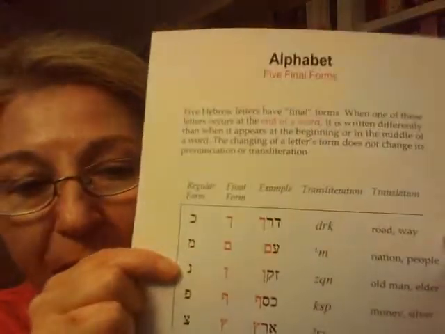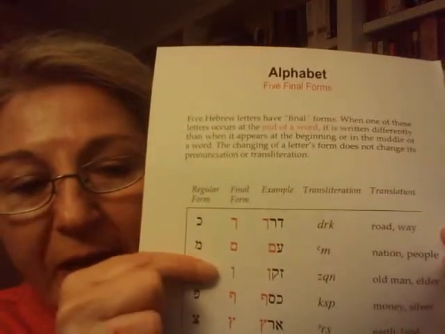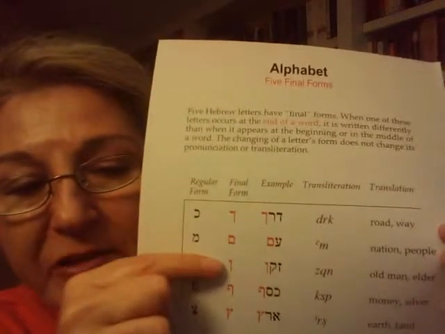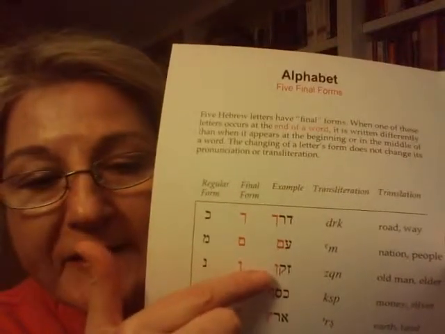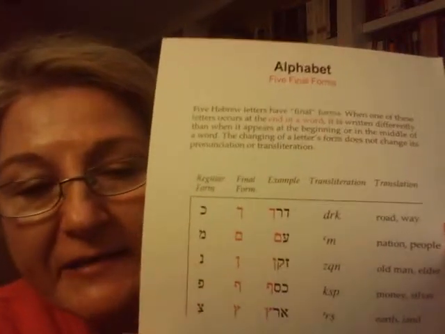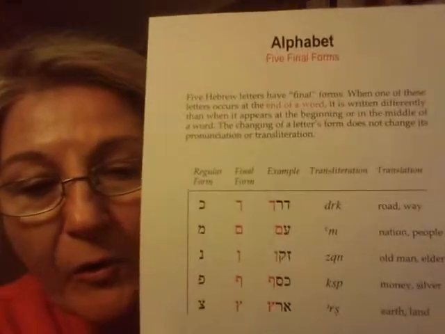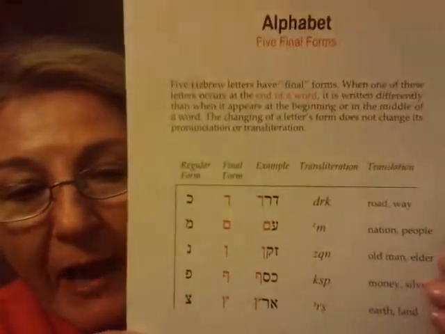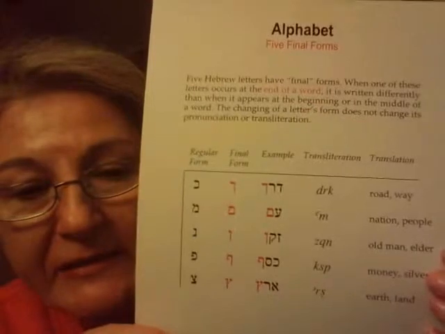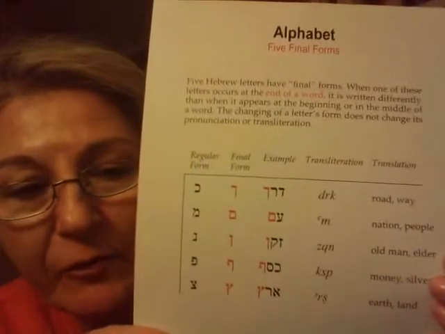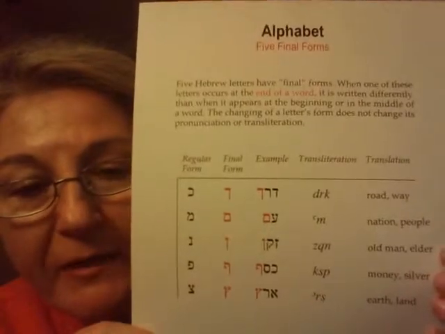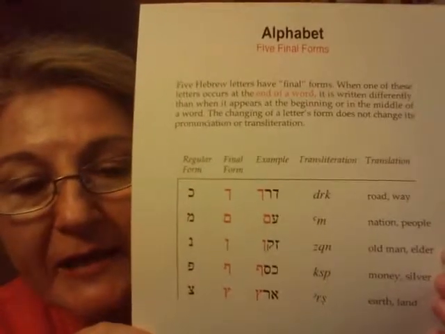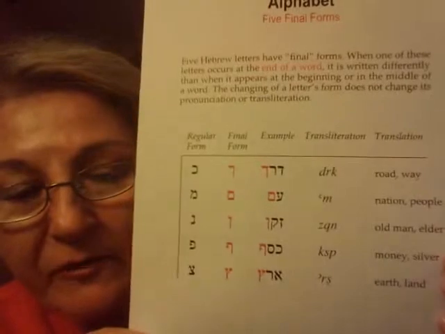You have it in its regular form here, and its final form there. And it kind of just has a little top and then goes straight down. Here you have zakan, and zakan is the Hebrew word for old man or elder. Then you have your pei, and the pei in its regular form, you see it in the black there, its final form in the red. Here is the word kasp, and it's translated money or silver.